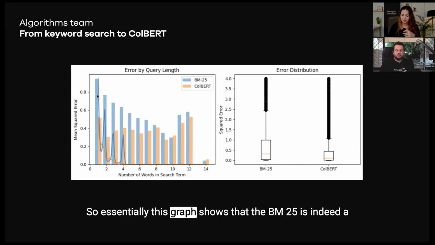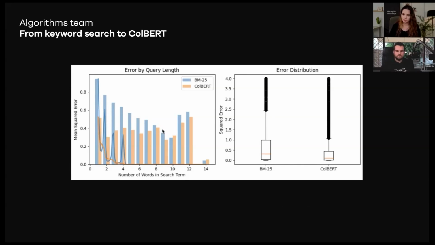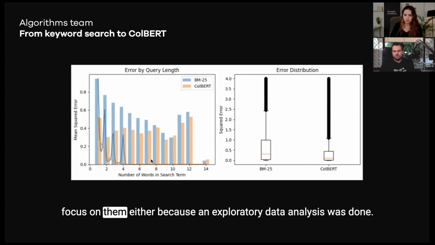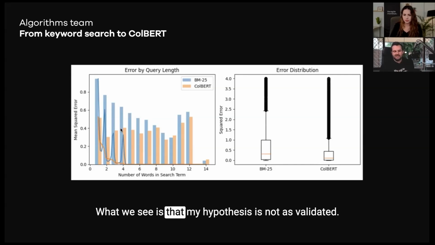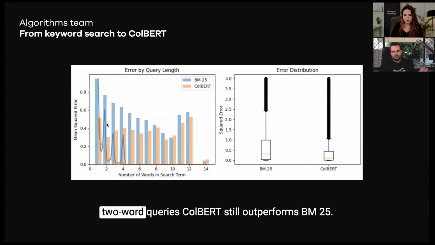So essentially, this graph shows that BM25 is indeed a bit worse in terms of scoring accuracy than ColBERT. And there are some fluctuations at the end of the graph, but I'd say not to focus on them either, because an exploratory data analysis was done and we discovered that there are not as many samples for queries over 6 terms. And then, yeah, what we see is that my hypothesis is not as validated for this use of BM25 for one-word queries or two-word queries.